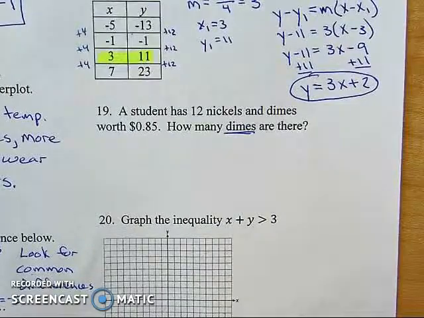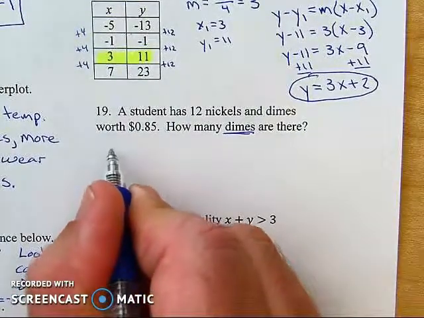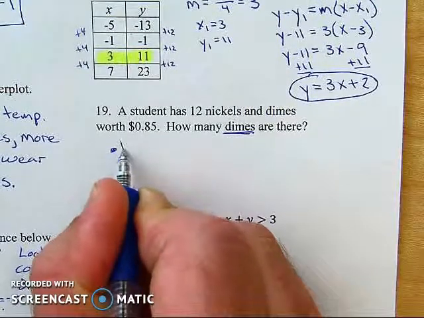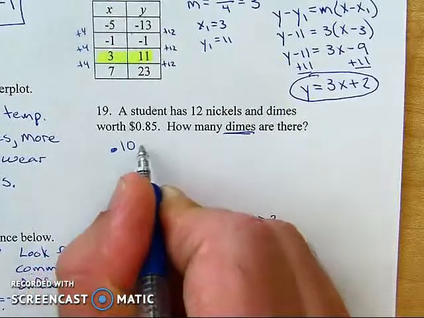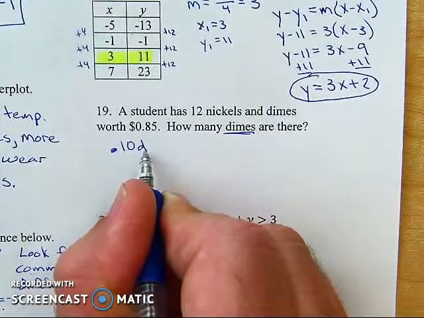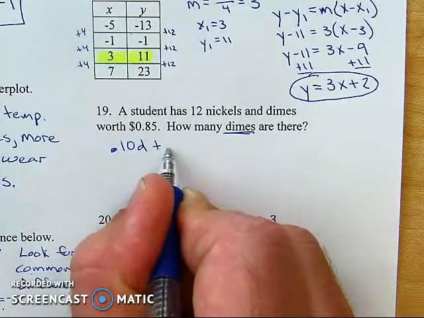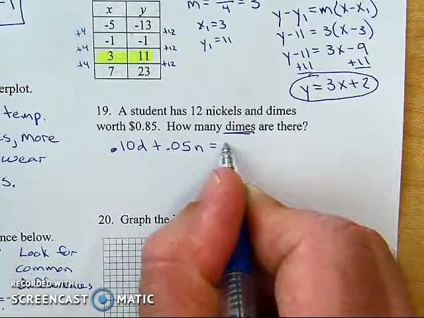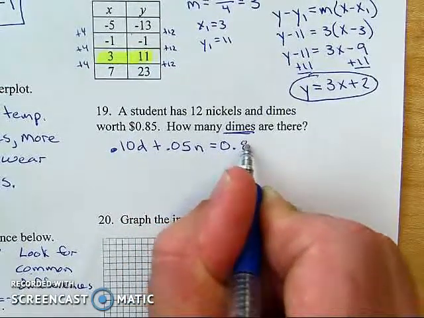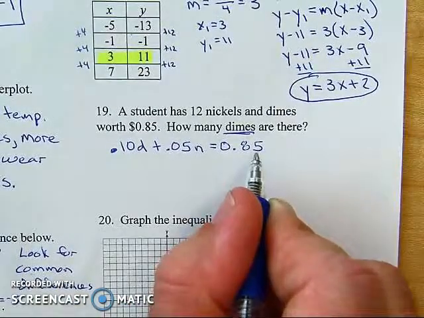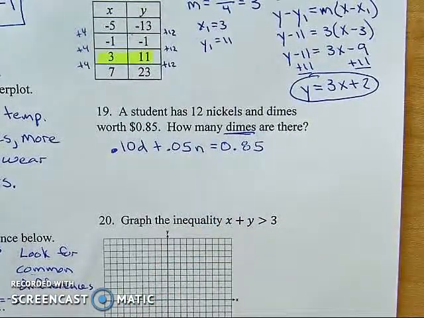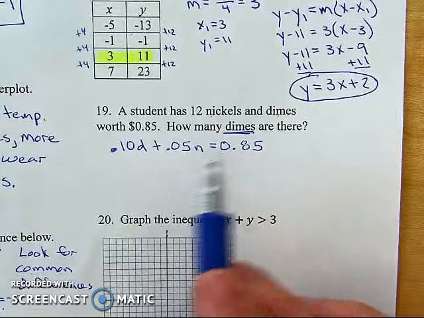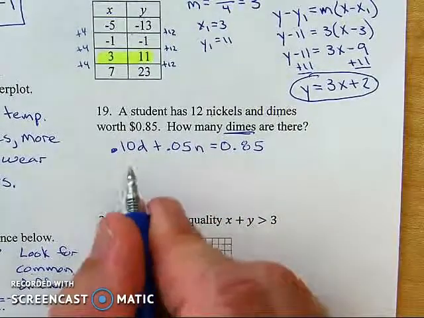So first off, I would go ahead and do something like this. Let's do the dimes first. So dimes are 10 cents, so I'm going to put 0.10, and we'll say times d, which means the number of dimes. Add that to 5 times the number of nickels, and that represents our total amount of money, which is only 85 cents. Okay, so that's one equation, and the reason why I'm saying that is I've got 2 variables, the number of nickels and the number of dimes. So if I have 2 variables, I need 2 equations to figure that out.